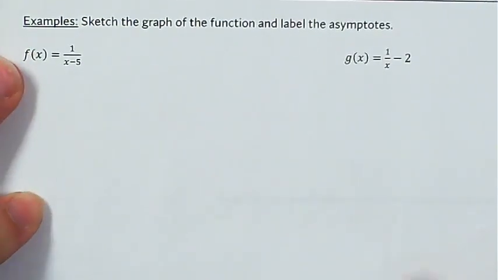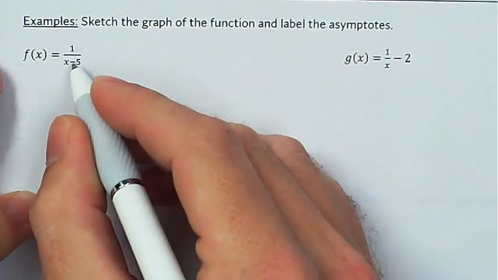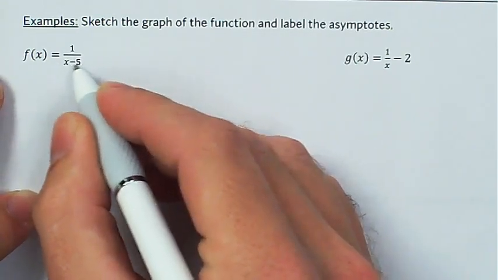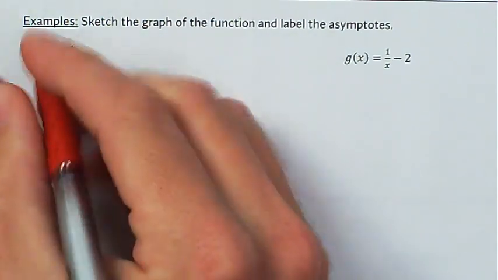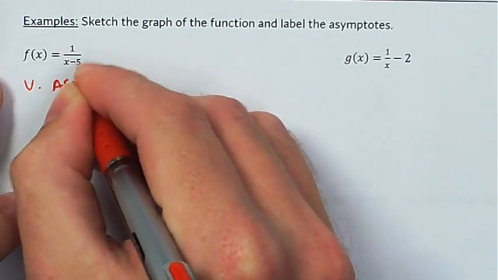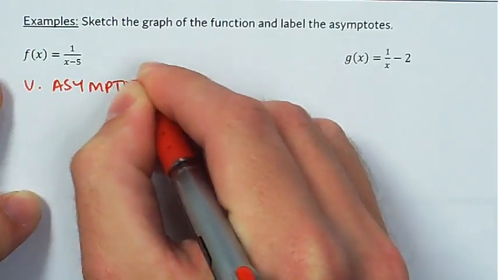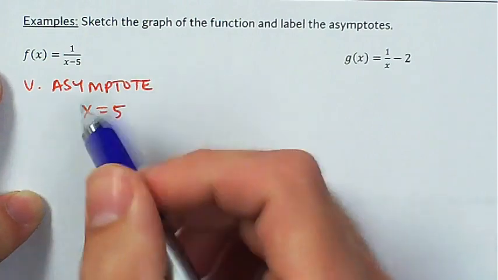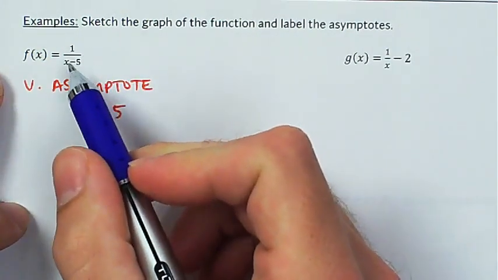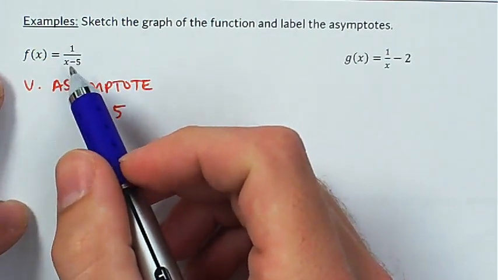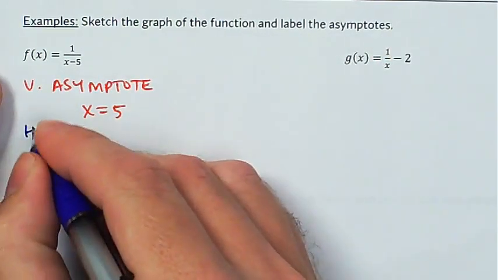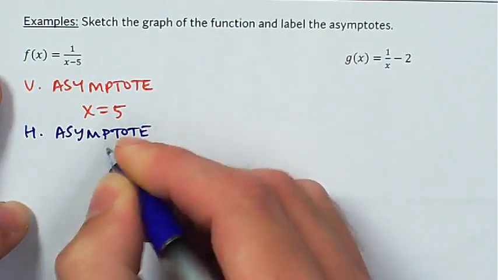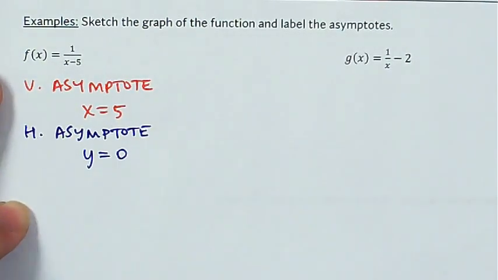Okay, so 1 over x minus 5. Much like up above, I'm going to say that this has a vertical asymptote at x equals 5, because that would cause division by 0. So I'm going to write that down. And then the horizontal asymptote has to do with range. So 1 over x minus 5 is just like 1 over some number. That's never going to be able to equal 0. So I'm going to say horizontal asymptote, that's y equals 0.